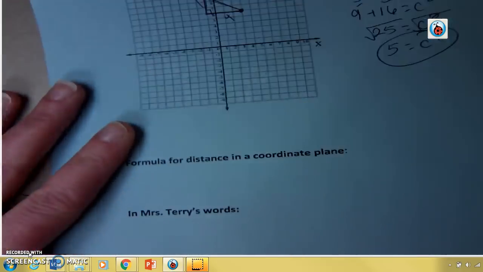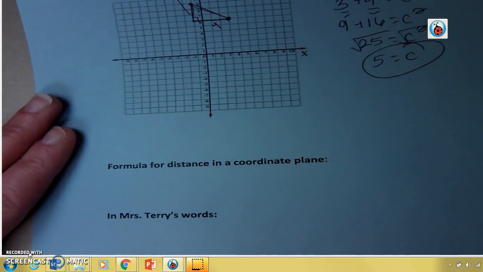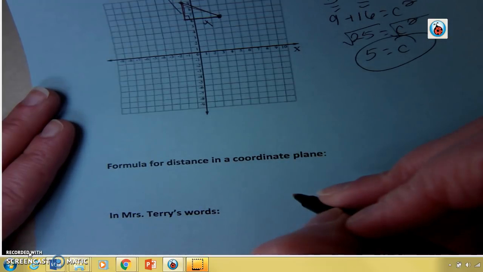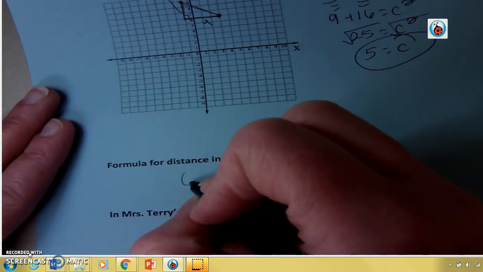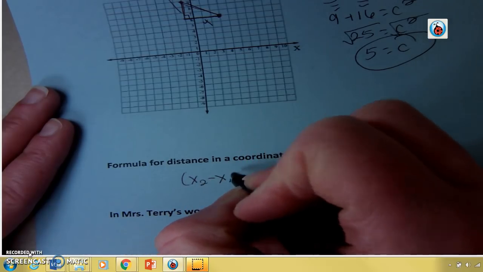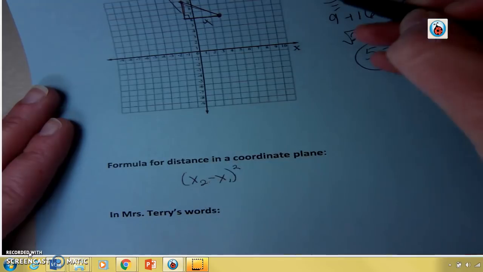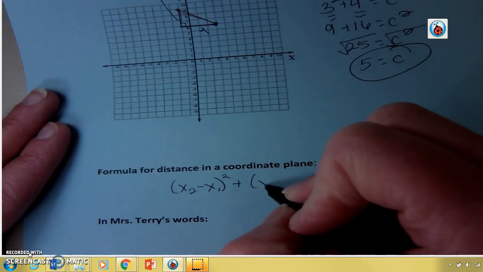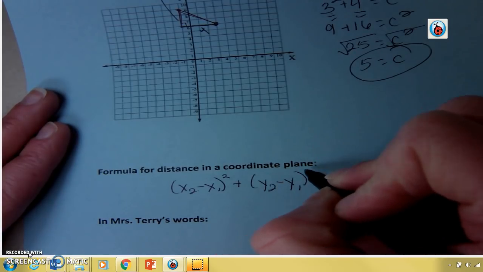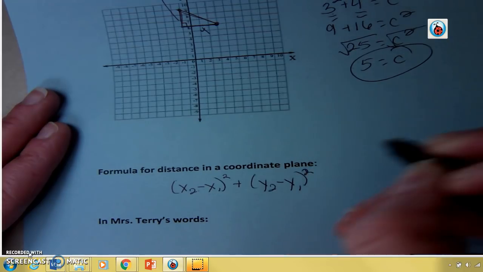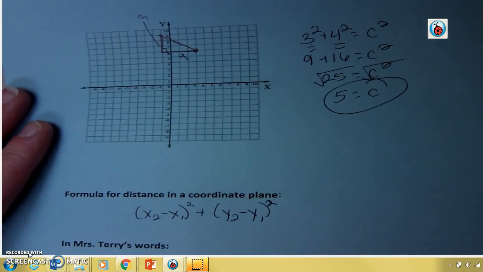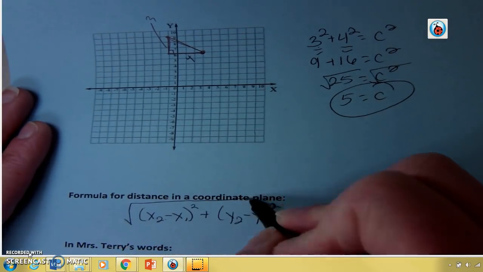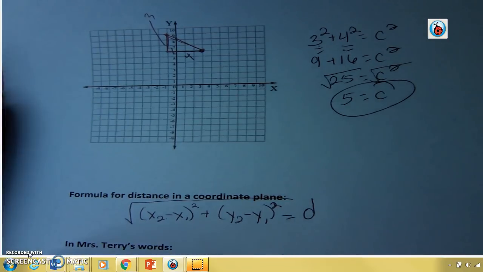So we're going to practice that a little bit. Before we do that, I'm going to give you the formal formula. If you look up distance in a coordinate plane, they're going to tell you to take the x values and subtract them, square it. That's really our a squared. Then you do plus, you take the y values and find how far apart they are and square it. Then, every time I find c squared, we always square root at the end. So they square root it all and say that is the distance between 2 points.